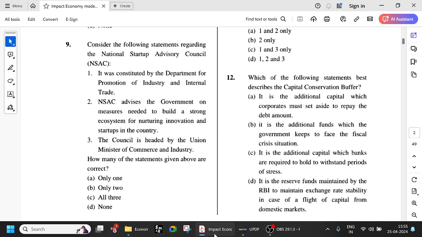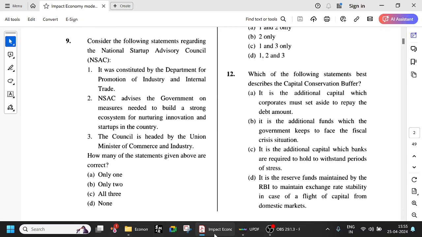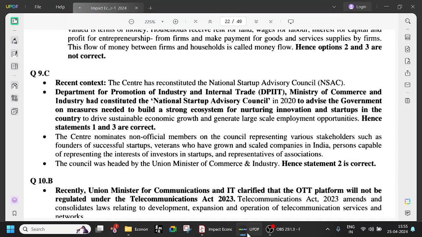So consider the following statements regarding the National Startup Advisory Council. Okay, so let us see what it is. The Centre has reconstituted the National Startup Advisory Council. The Department for Promotion of Industry and Internal Trade, DPIIT, Ministry of Commerce and Industry, had constituted it in 2020. Very recently, it was reconstituted to advise the government on measures needed to build a strong ecosystem for nurturing innovation and startups in the country. Common sense. Nurturing and innovating startups to drive sustainable economic growth and generate large-scale employment.